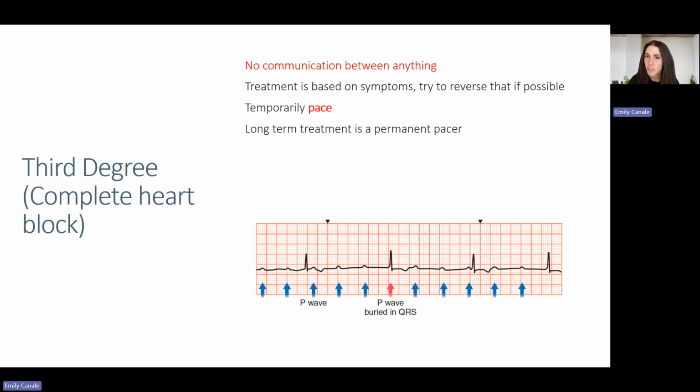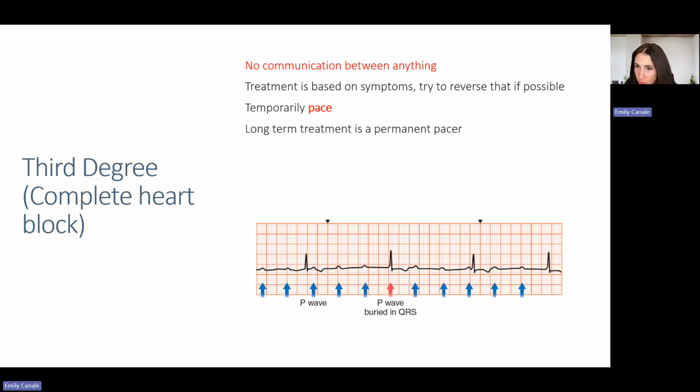Because if I go into a third degree, which is a complete heart block, now again, the AV node is completely blocked. I'm not getting any impulses in or out. There's no communication between the atrium and the ventricle at all. So you will see a lot of P waves without so many QRS complexes. And this is probably going to be a pretty slow rhythm.